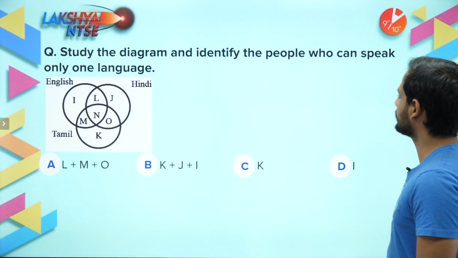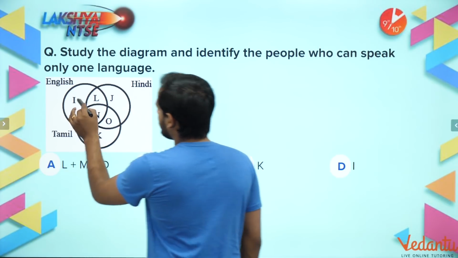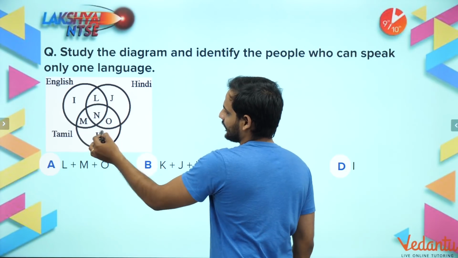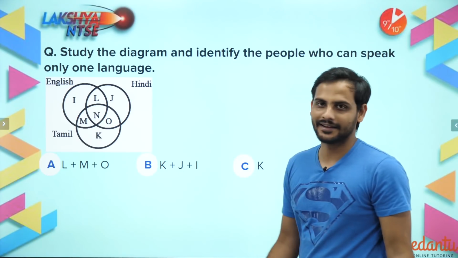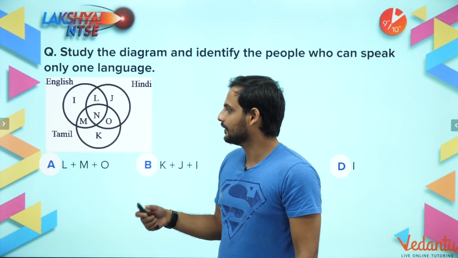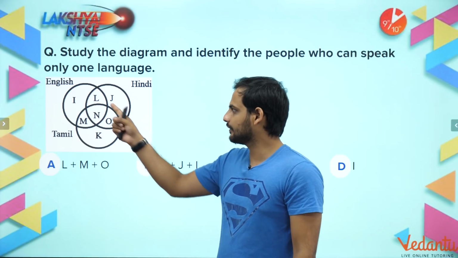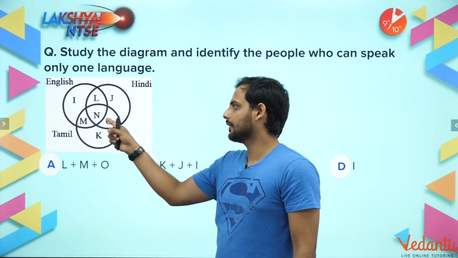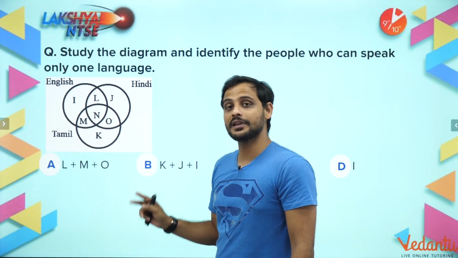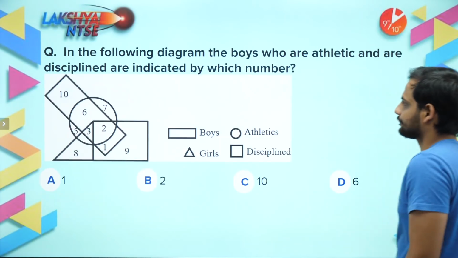Study the diagram and identify people who can speak only one language. Are, that's simple. Only one language: I, J, K. So K, J and I. So easy. Correct? Those who are speaking only one. Now tell me one thing. Those who can speak only 2 languages will be L, M and O. And those who can speak all 3 will be N. Okay? Let's move ahead.